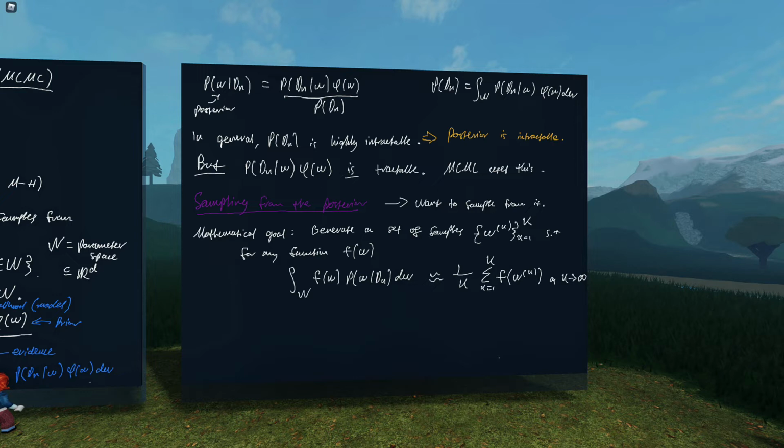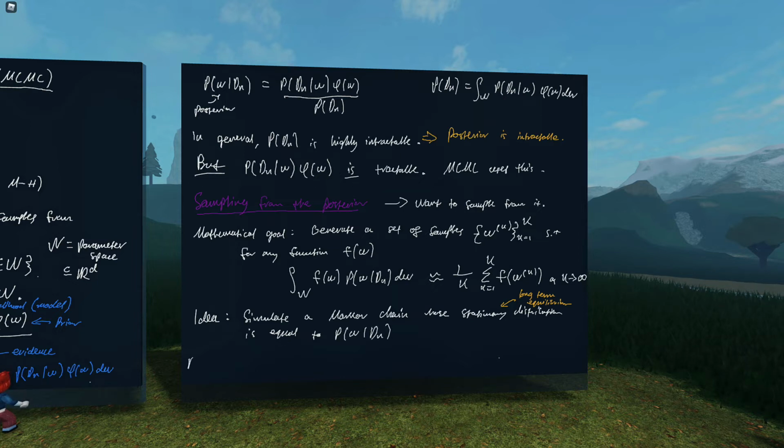So the idea then of Markov Chain Monte Carlo is to simulate a Markov chain whose stationary distribution, which is another way of saying long-term equilibrium, is equal to the posterior that we want.